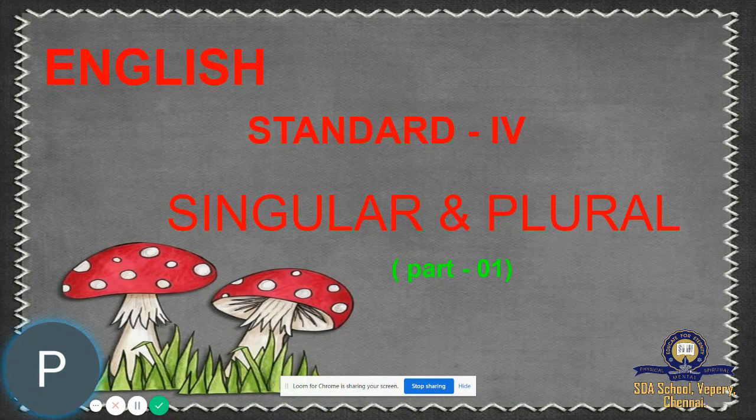In today's class, we are going to learn about singular and plural. How many of them know singular and plural? Everyone knows? Okay, fine. Now, we will learn about singular and plural in detail.